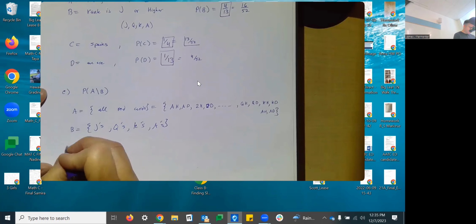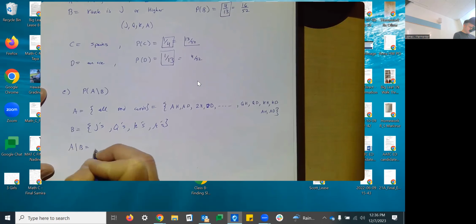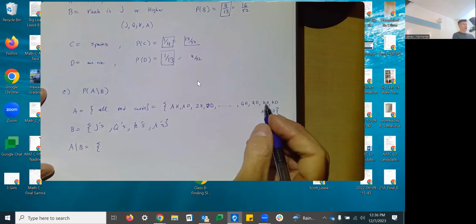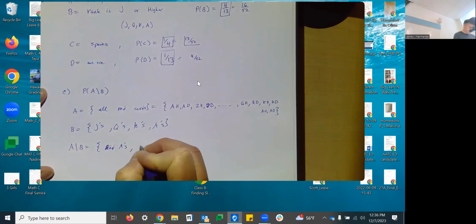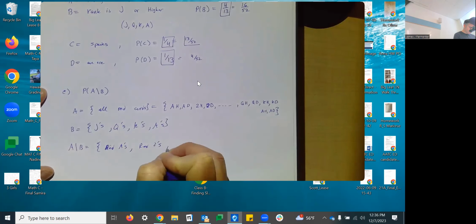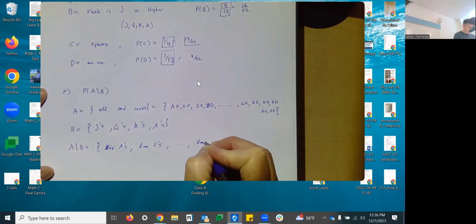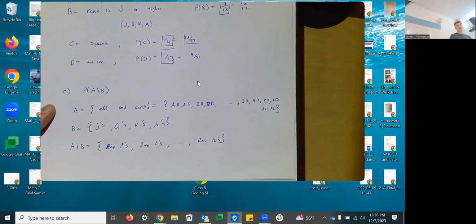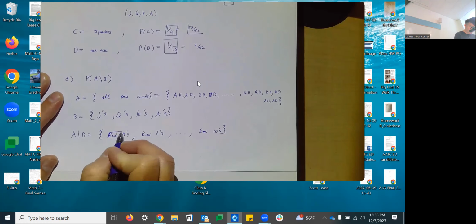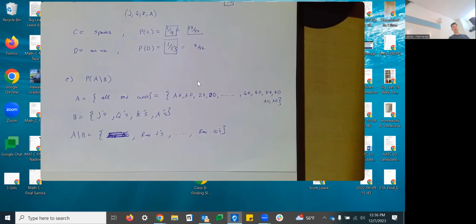And A minus B is the set of all the red cards up to 10s. So red aces, red 2s, all the way up to red 10s. But not the red jacks, the red queens, the red kings, or the red aces. Oh, sorry, I said red aces. See, I'm making the mistake that I was worried I was going to make. Red aces should not be included.